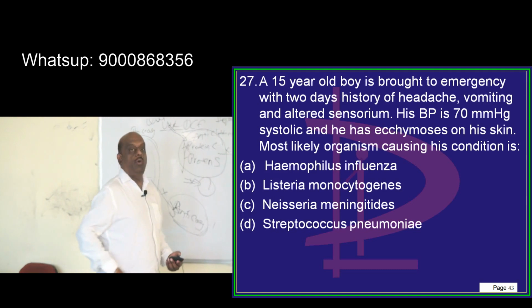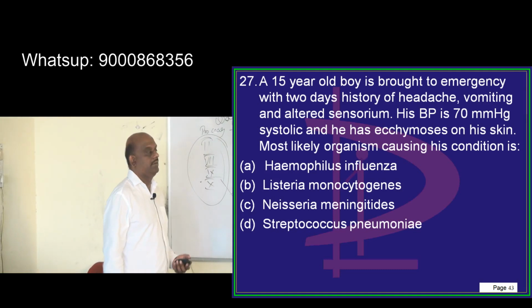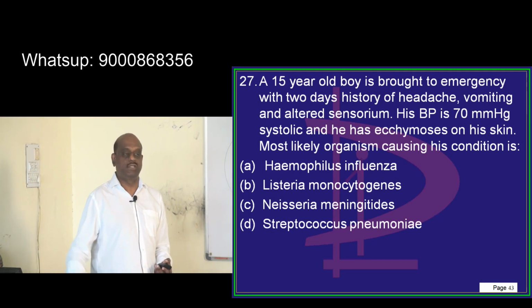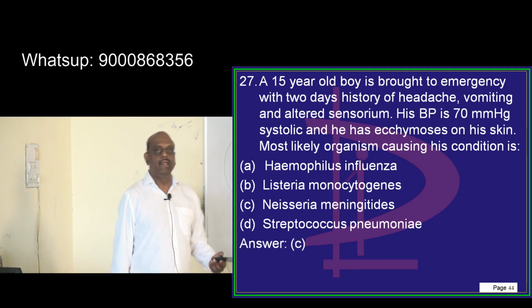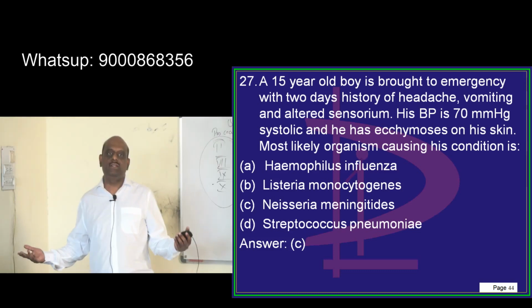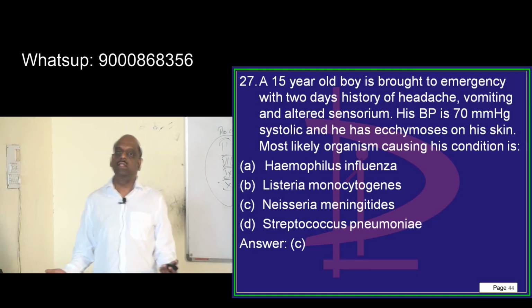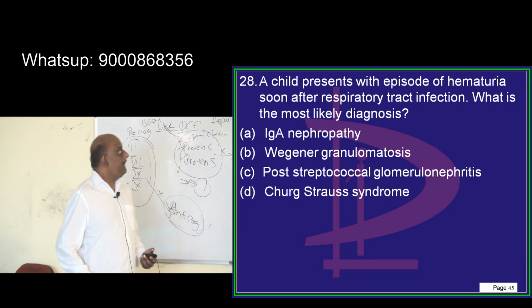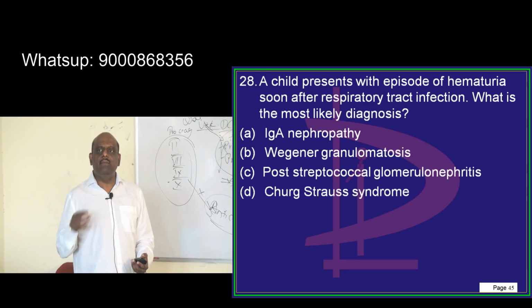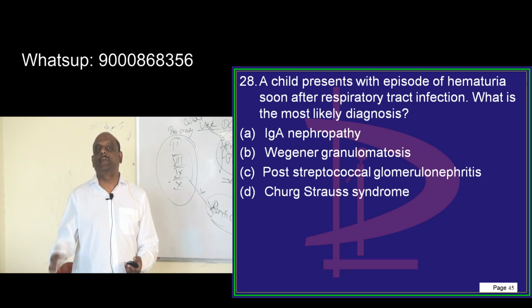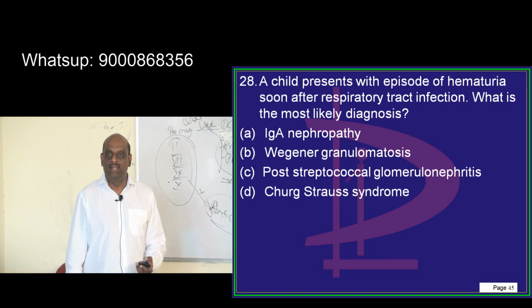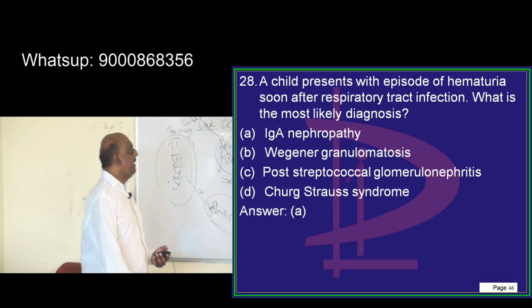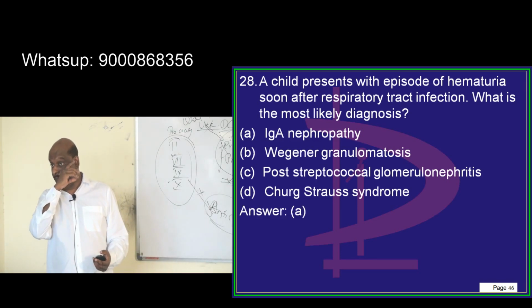A 15-year-old boy is brought to the emergency. 2 days history of headache, vomiting, altered sensorium, ecchymoses. Classically, it is a meningitis leading to meningococcal septicemia, Neisseria meningitidis. There is an episode of hematuria immediately after a sore throat and a respiratory infection. What is that called? Synpharyngitic hematuria, typically seen in the case of IgA nephropathy.